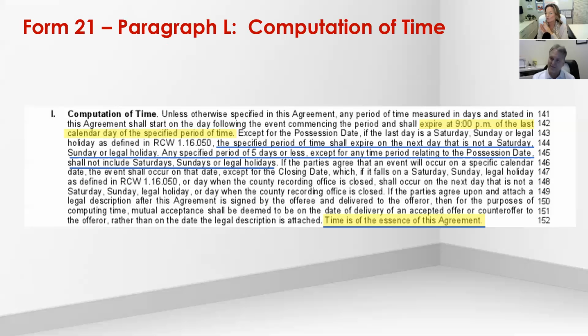I want to go back to just a little bit to that 9 p.m. Okay. Right. And this was on a possession date. So I represented the seller. When we hit mutual acceptance, I go through all of those, the computation of time and everything, including possession date. Now, possession date is at 9 p.m. unless otherwise specified, right? So we went through that.